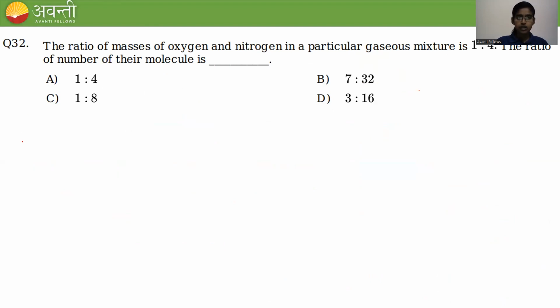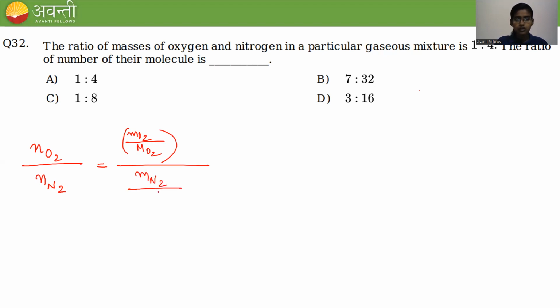So again, you have to find out the number of moles. The number of moles of oxygen divided by the number of moles of nitrogen. This ratio only we are asked to find out. And what is the number of moles? It is again mass by molar mass. So the mass of O2 divided by molar mass of O2, whole divided by the mass of N2 divided by the molar mass of N2. So what is the mass of oxygen? It is 1:4.